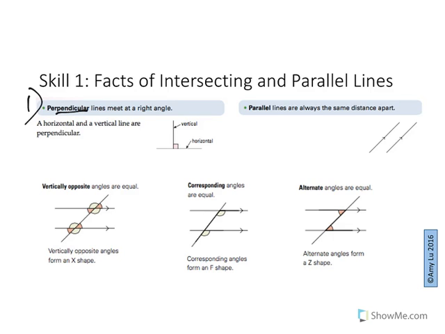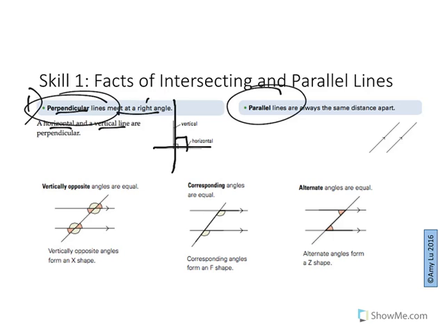perpendicular lines meet at a right angle. So when you have a horizontal and a vertical line, cross, it creates a 90-degree angle, and that is what you call a perpendicular line, because these are two lines that cross to make a right angle.